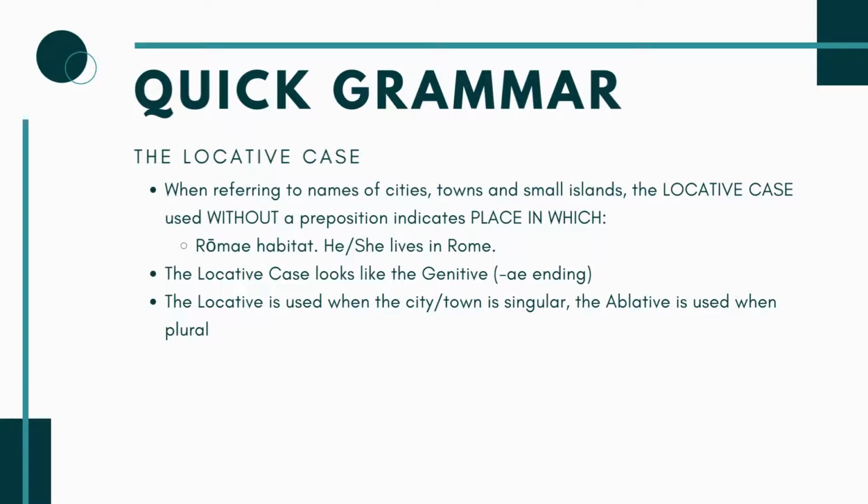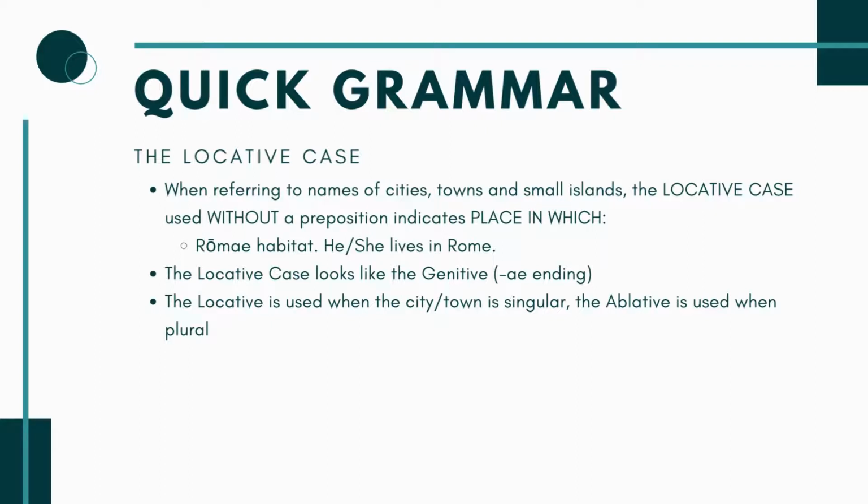But to show place in which, you're talking about a singular city or town, like in this example, Rome, you would say Romae habitat. When you have that, you're saying he, she, or it lives in Rome or at Rome. Romae here is locative, from the Latin word for a place, right? Because you're showing that you are at that place or in that place. So it's a slightly different idea of expressing where you are. And again, there's no preposition involved here.